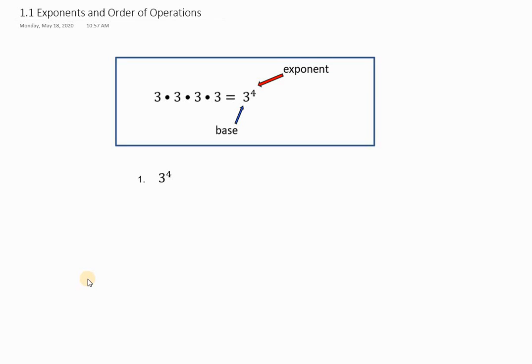Okay, this is section 1.1, exponents in order of operations. And you can see here in the box, I have an example of a power, 3 to the 4th power. 3 is the base and 4 is the exponent. And that is a shorthand way of writing 3 times 3 times 3 times 3. So when I want to evaluate this, I'm going to go ahead and write this out.